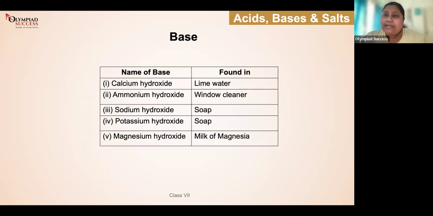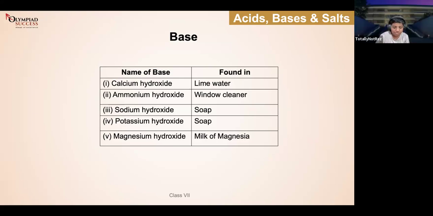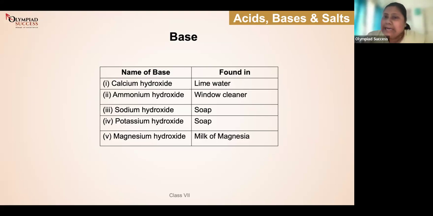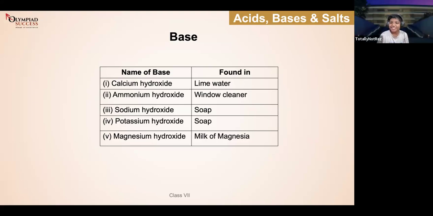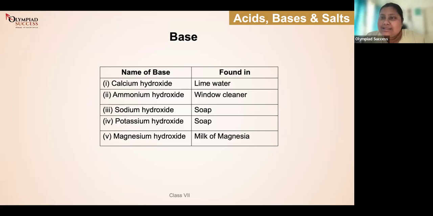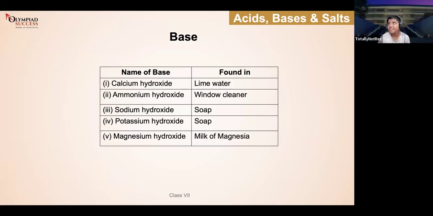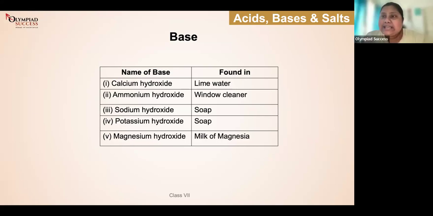Now, here are some of the commonly used bases in our home. Lime water, then lime juice. Lime juice and lime water are different. Lime juice is lemon water, right? This lime is different. This lime, you might have seen when your home is getting whitewashed. We call it slaked lime. The white color powder. That is calcium hydroxide.